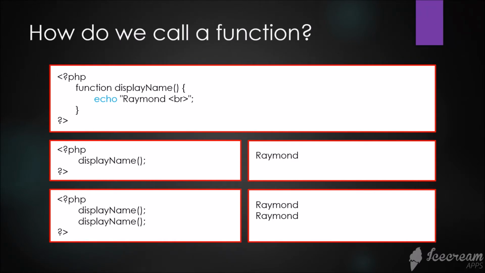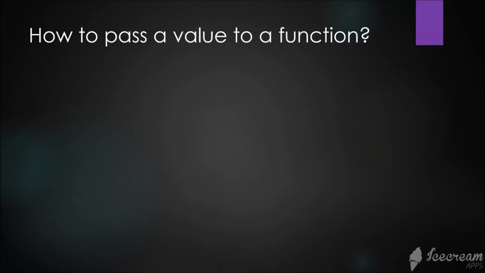Okay, now, what if yung value na madi-display, hindi palaging Raymond yung madi-display? What if we want it to be dynamic? Yung bang if we try to call a function, then we can pass a value, then yung value na ipapasa natin, that's the one that will be displayed. So, paano naman yung ganon? So, let's try to answer this question. How to pass a value to a function?